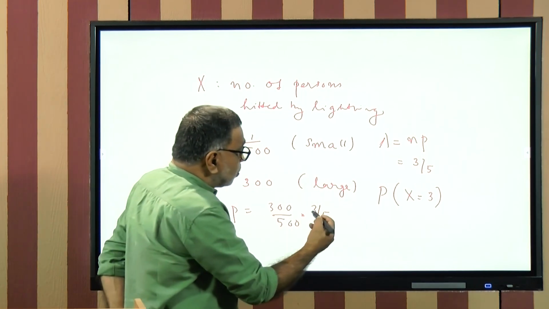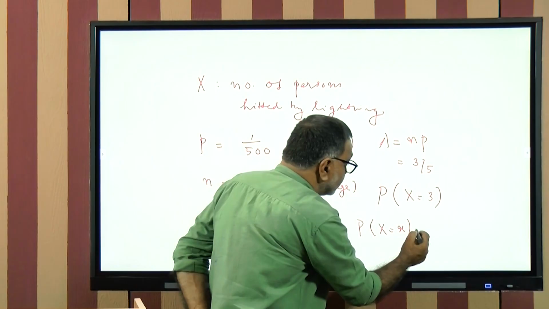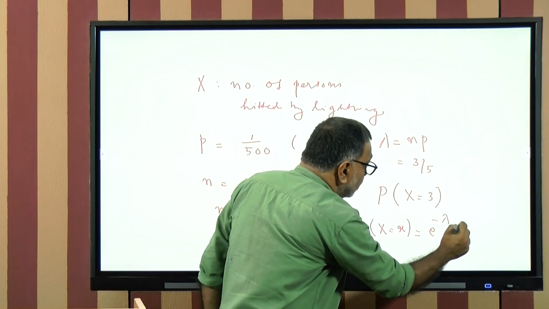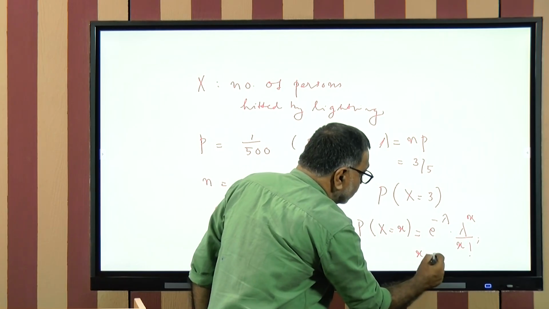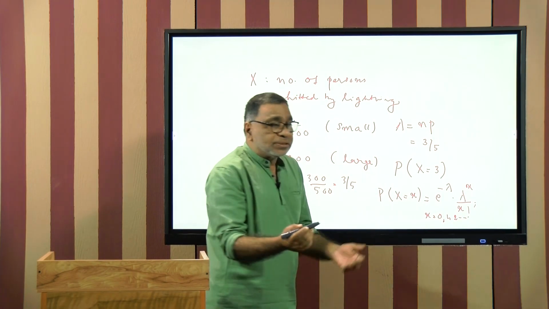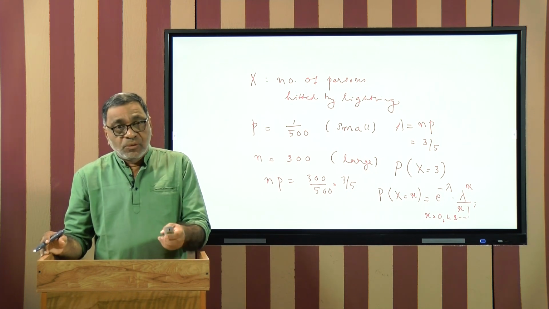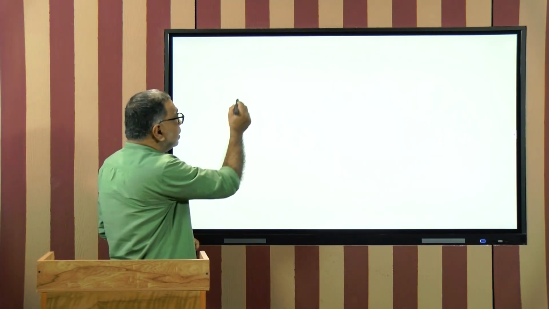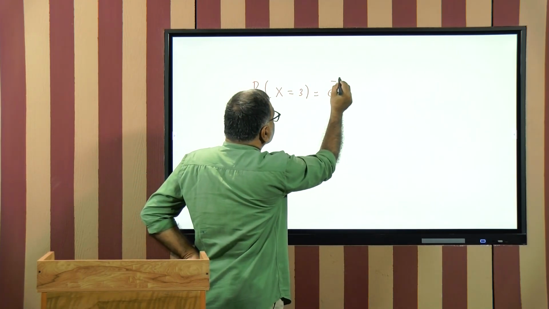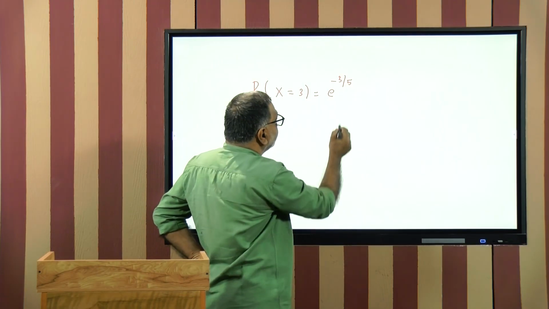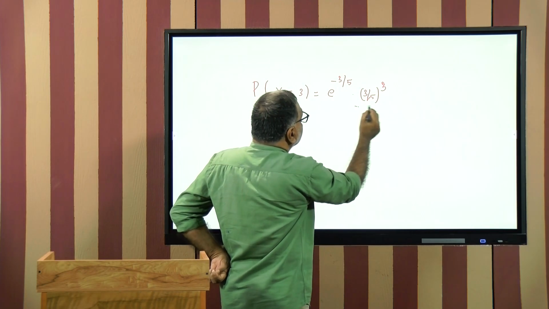And by the Poisson probability mass function of the Poisson random variable, we know this is given by e power minus lambda, lambda power x divided by x factorial, where x is any value from 0, 1, 2, etc. and lambda is a positive number. This is the probability mass function of the Poisson random variable. And hence, what is the probability of x is equal to 3? Probability of x is equal to 3 is equal to e power minus lambda, lambda is already calculated as 3 by 5, 3 by 5 power x, x is here 3, divided by 3 factorial.